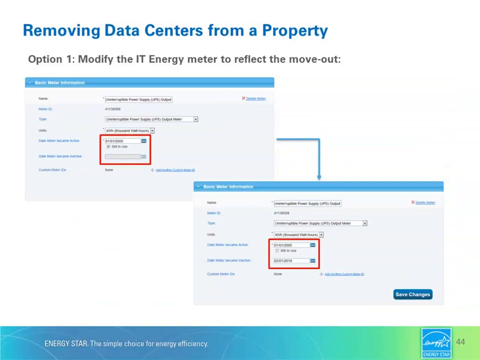The second part of removing the data center using this option is to deactivate the IT energy meter, which is pretty straightforward. You would access the meter from your Energy tab, expand the basic meter information section, and then where it says still in use, you would just uncheck that box, and for the date the meter becomes inactive, you would enter the move-out date. So again, in this case, that's February 1st, 2019.